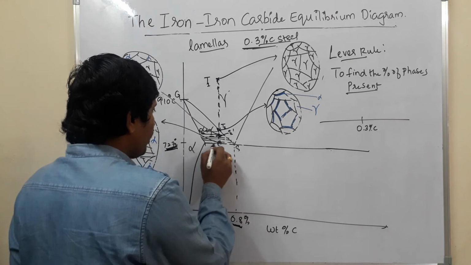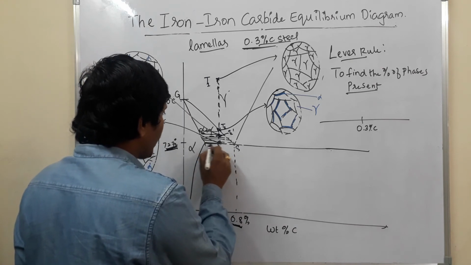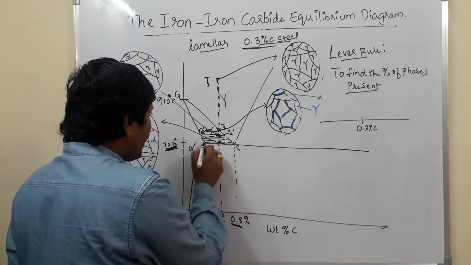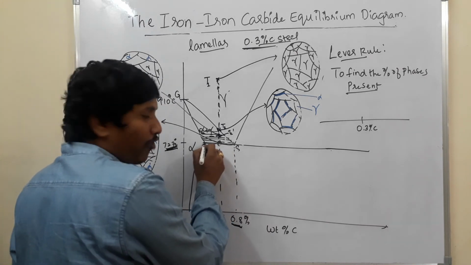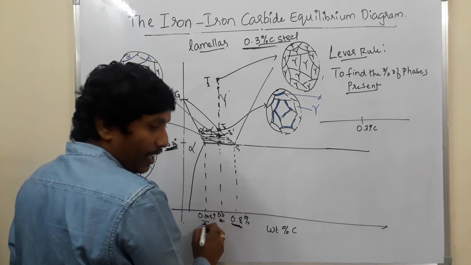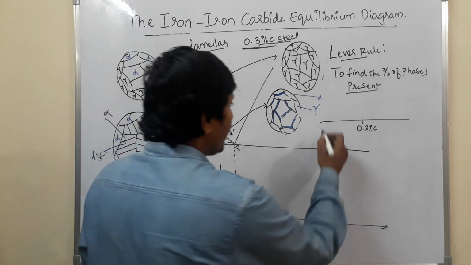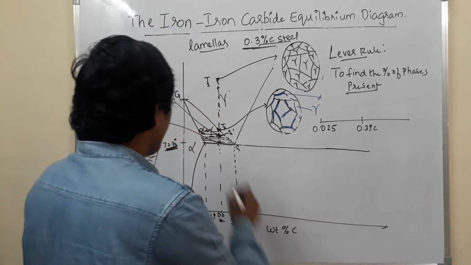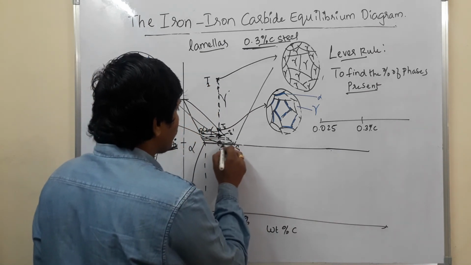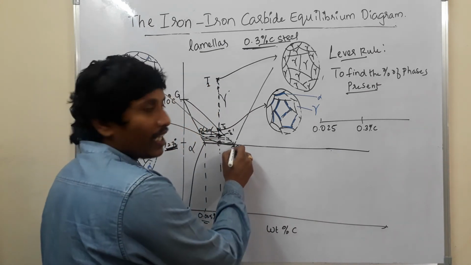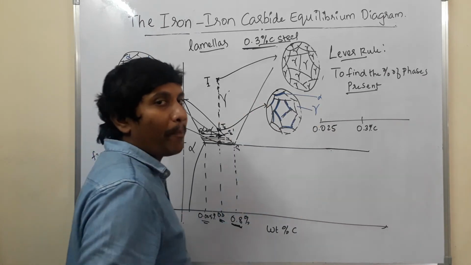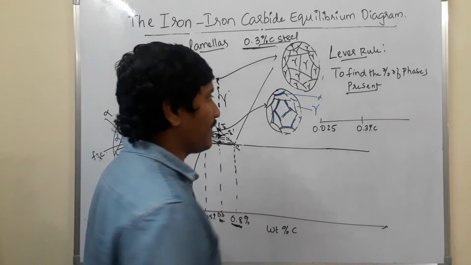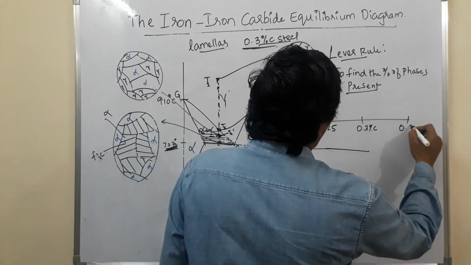If you draw a horizontal tie line at this point, it meets the alpha line. What is the percentage of carbon here? 0.025. If I move to the right, I can meet the gamma line, which is getting converted to pearlite. What is the percentage of carbon over here? 0.8.